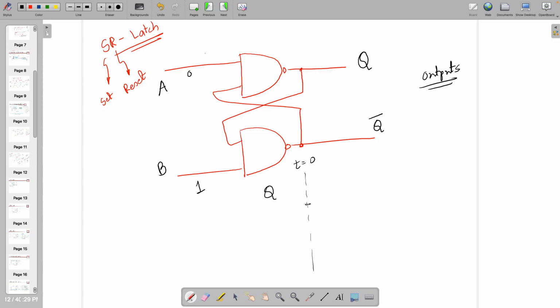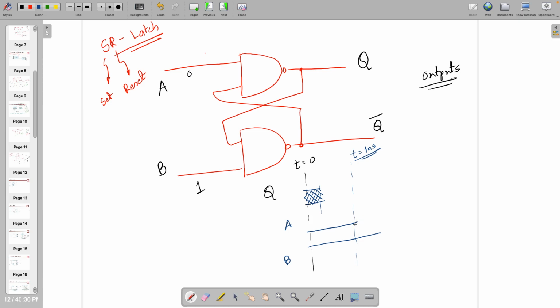Q was any value, let's assume 0 or 1, whatever was there. Right now I do not know. So if such kind of things are there, then in the simulator it looks like this, right? So I am also keeping the same thing. At t equal to 0 it is like that, and after, let's say, 1 nanosecond or some time, I am checking. At that time A equal to 0 and B equal to 1.